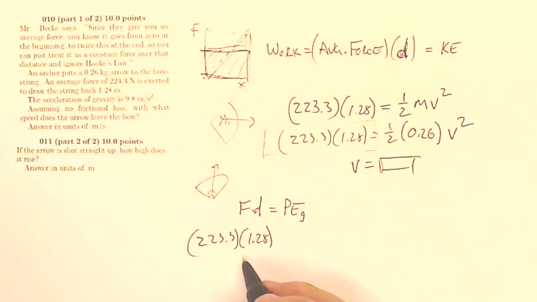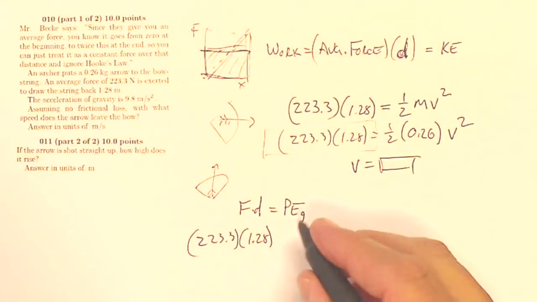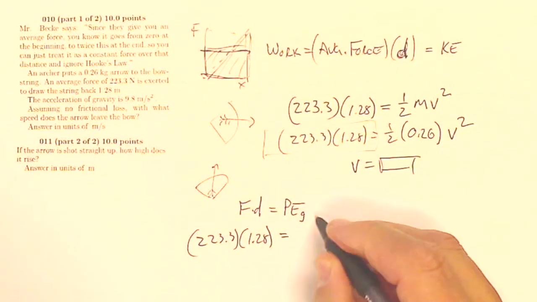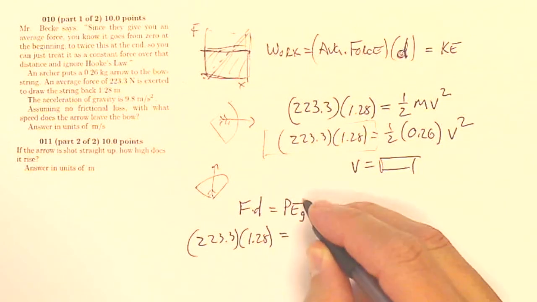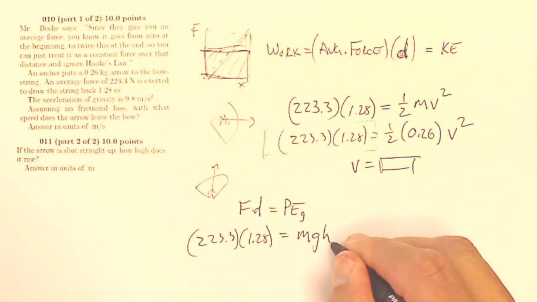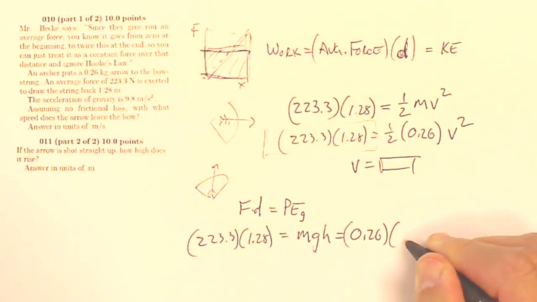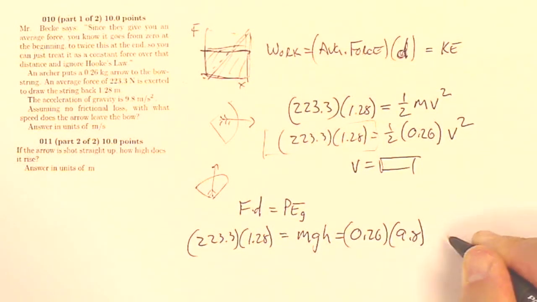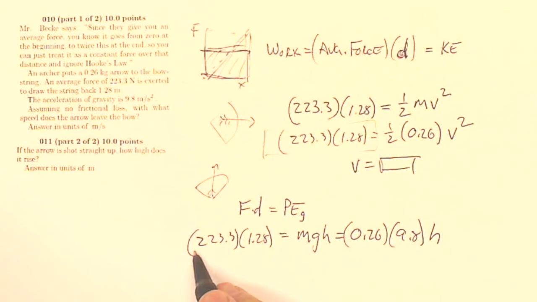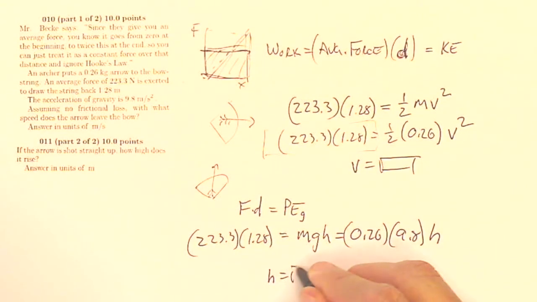That's how much work I did putting energy into the spring. Well, when that happens, that's going to release, and it's going to send it up such that it'll go to a certain height. So I'm going to get mgh here, which is 0.26 times the acceleration of gravity, which is 9.8, times the height that I'm looking for. So I know this and this and this and this, divide by those, and I will get my height of how high it will go because energy is conserved.